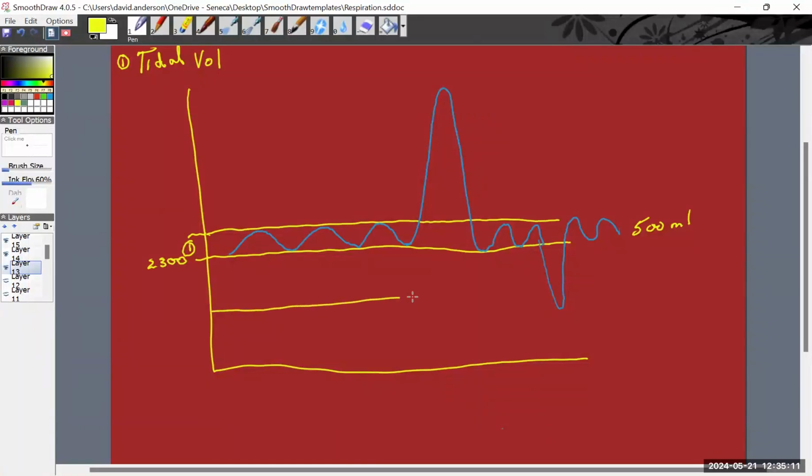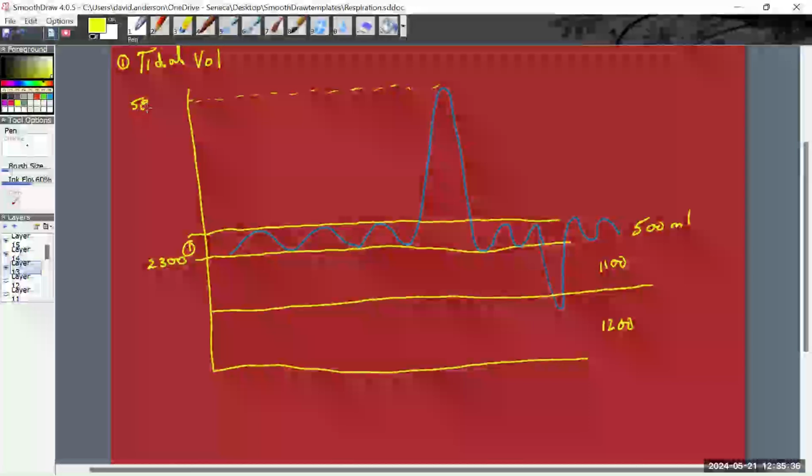Going to put in another volume under here. This volume would be about 1200 and 1100. We're going to put names to all this stuff, and we're going to come across at about 5800. These are numbers that you do not need to memorize.